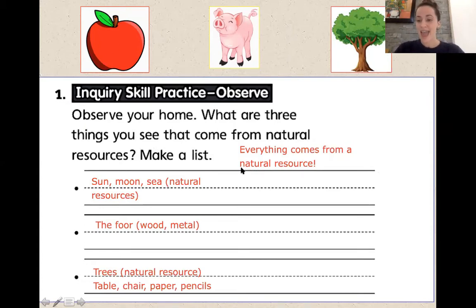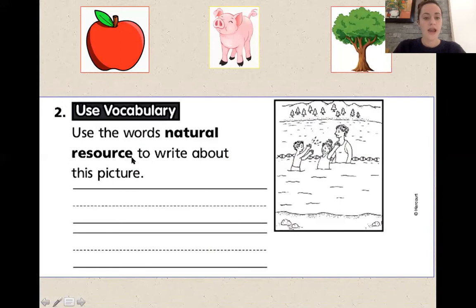You could say anything in your entire house, and it would be correct. Everything comes from a natural resource. So the door, oh, I spelled this wrong. The door, table, chairs, paper, pencils, the fridge, your clothes come from natural resources. Your bottles, everything. All right, use the words natural resource to write about this picture.